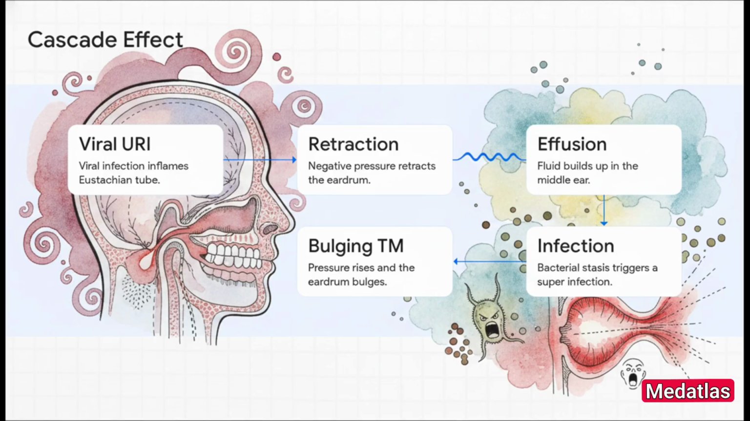It creates a negative pressure vacuum that physically sucks the eardrum inward. Then fluid begins to build up in this trapped space. This fluid stasis is kind of like leaving a bucket of water out in the summer sun. It's an open invitation for natural mucosal bacteria, like Streptococcus pneumoniae, to superinfect the space. Eventually, the pressure flips, the fluid builds up so much, and the eardrum literally bulges outward, screaming in pain.